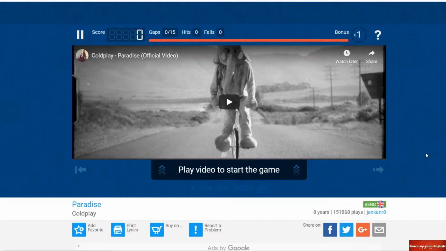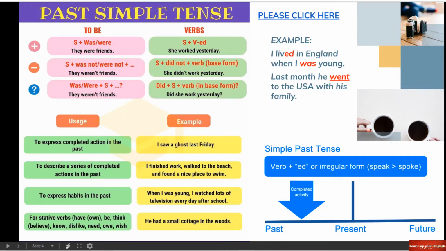Where were we? As always, I would like to start my lesson with a song. And today I have chosen Paradise from Coldplay. Why? Because it has a lot of verbs in the past tense. Do you remember? In the simple past.